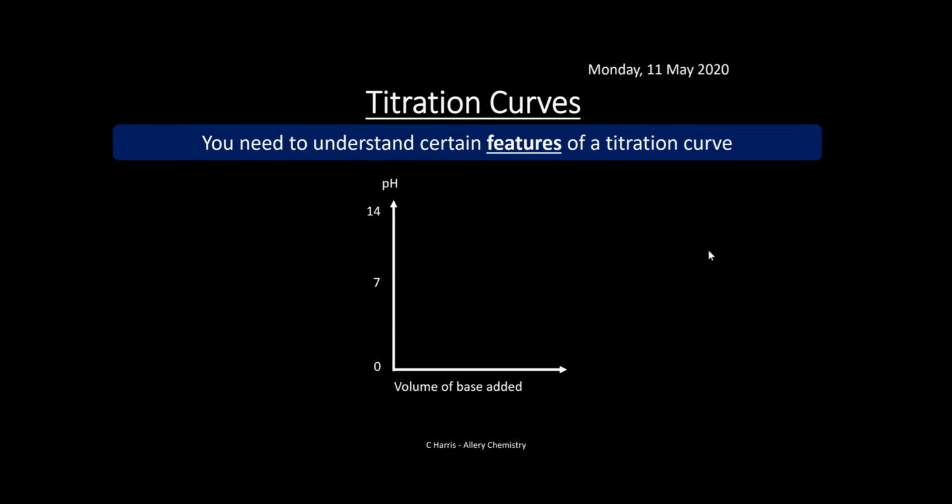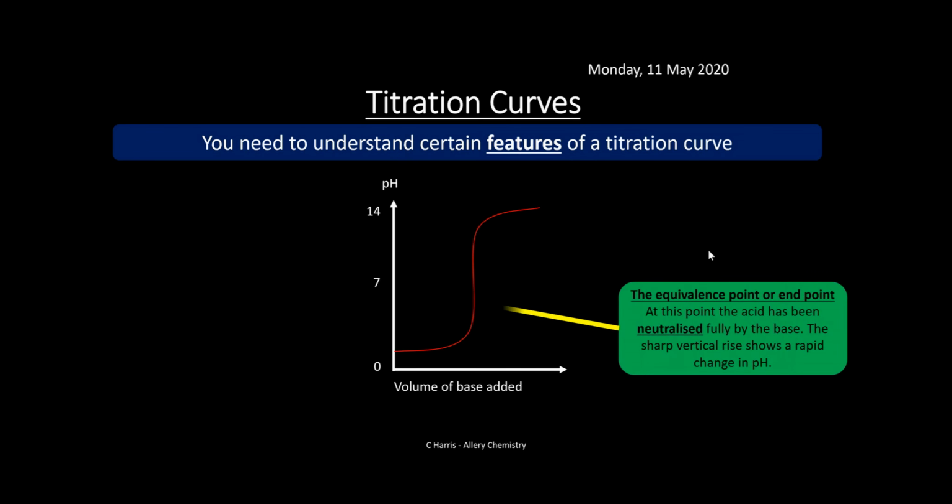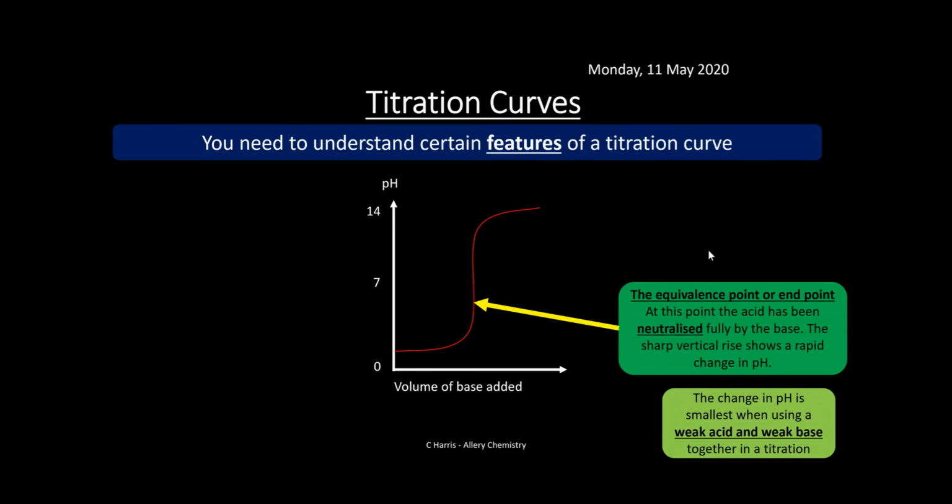So let's look at some of the extra features to do with these types of titration curves. It's a classic titration curve, this S shape here. The straight line bit, the vertical bit, is the equivalence point or the end point. And at this point, the acid has been neutralized fully by the base. So the sharp vertical rise shows a rapid change in pH. So we've got a very sudden change here. The change in pH is smallest when using weak acid and weak base together in a titration. We'd seen that in the previous slide. We don't really get much of a jump with a weak acid, weak base setup.